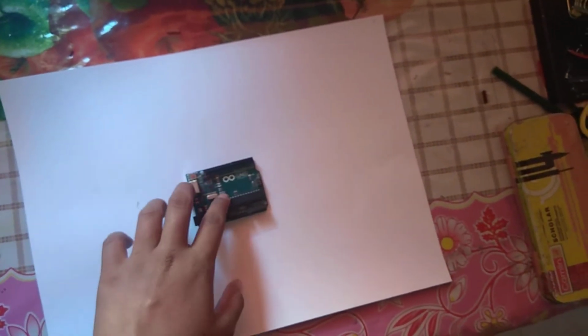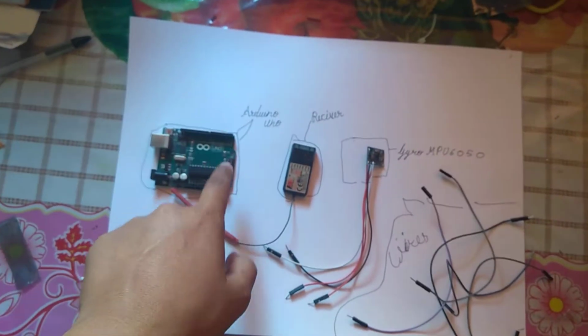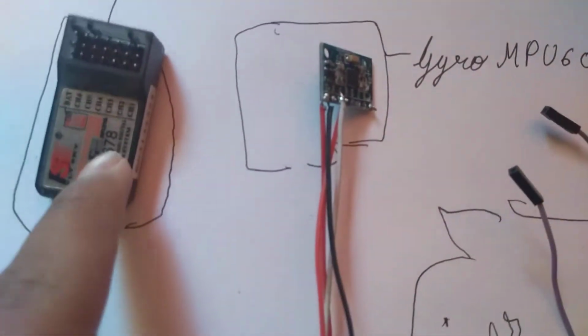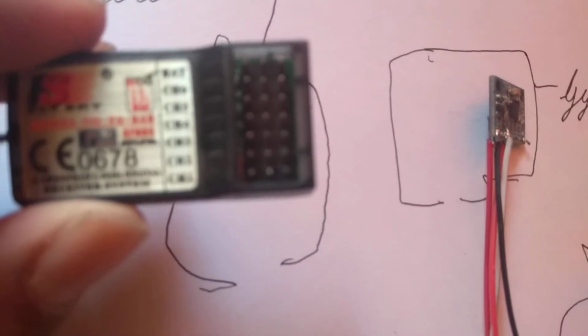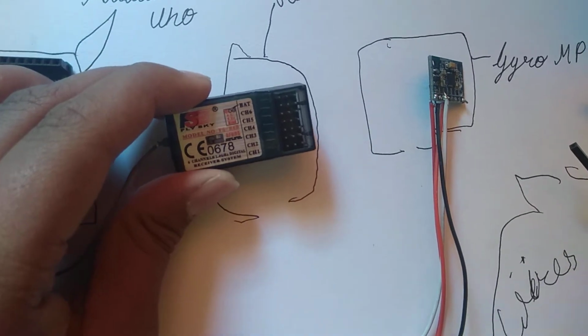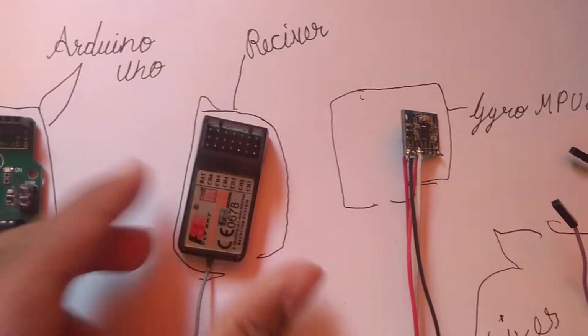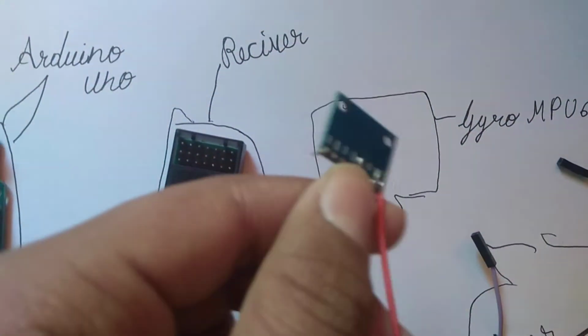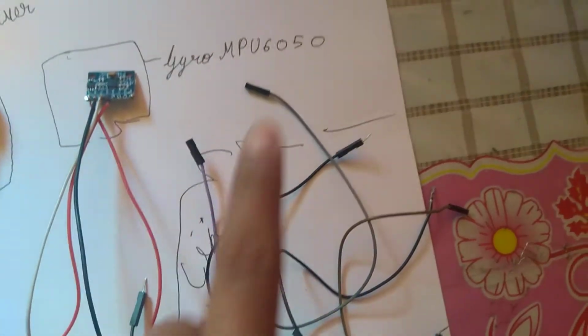and for this build you're going to need an Arduino Uno. Yes, an Arduino Uno. That's good. We have that. A receiver. I have an FS-R6B receiver, as you can see over here. Let me give you the focus. Yeah, as you can see, it's the FS-R6B receiver. A gyro for stabilizing your drone. I'm using an MPU6050 gyro, and of course some wires.